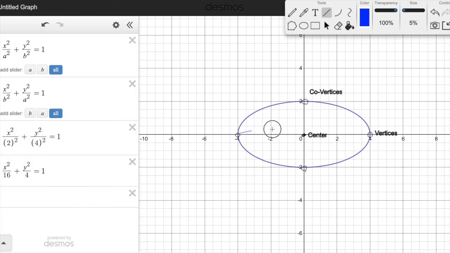From this vertice to the other vertice here, that's what we would call the major axis. So it's from the one stretched in to the other stretched in, from one vertice to the other. So the major axis would be 8 across in this case. We can even label that too. So this is the major axis.